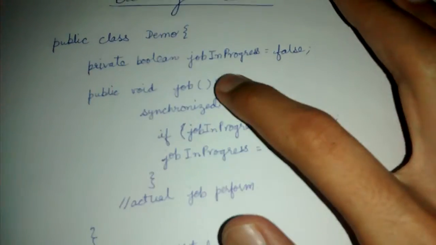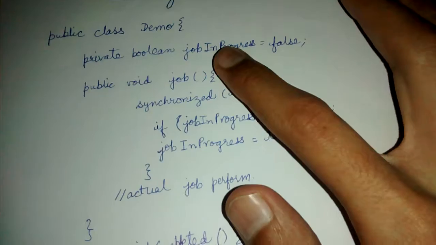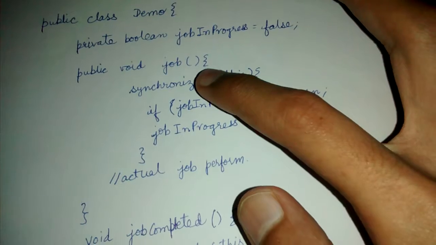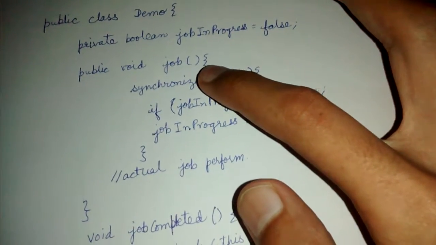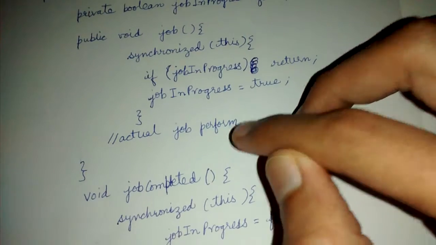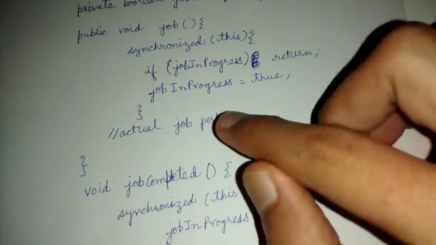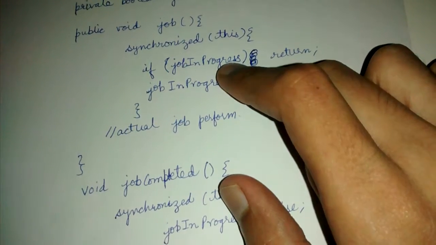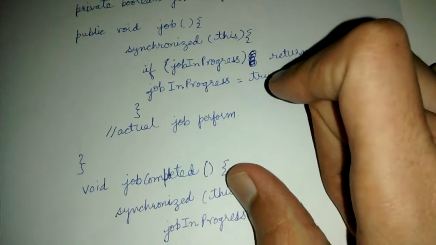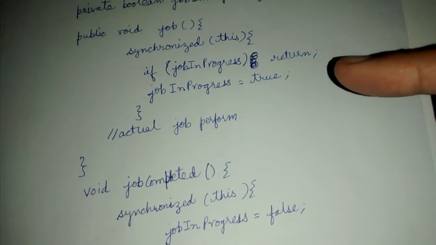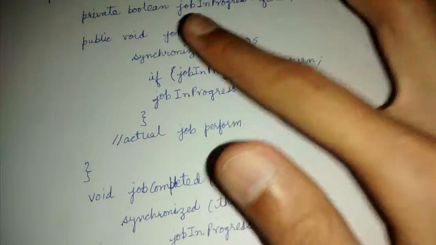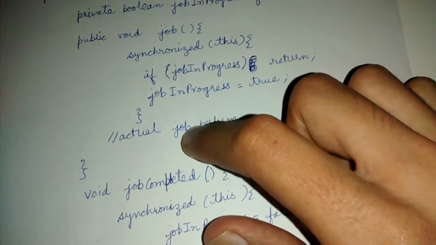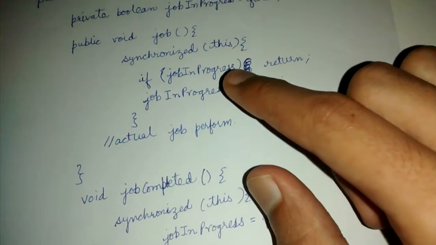Here the boolean jobInProgress is initially false. That represents that the job method is not in progress, has not been called by any of the threads. So here in a synchronized block, we check whether the job is in progress. If it is in progress, we simply return. Return means we return from the job method. We don't perform the actual job here. So we simply return.